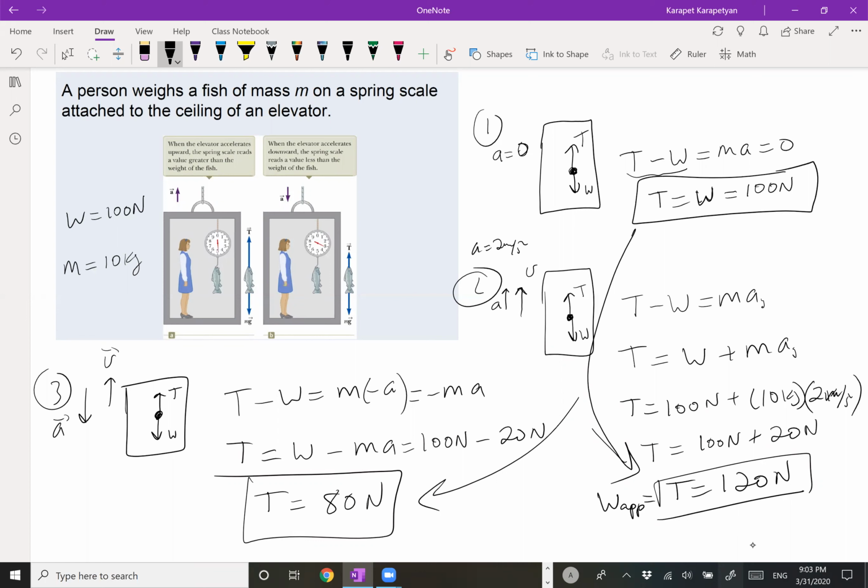So as you can see, the weight of the fish changes depending on the acceleration of the system. And that's what we call apparent weight, right, the reading of the scales, generally based on either normal force or the spring force or the tension, and it can change if the system itself is accelerating.